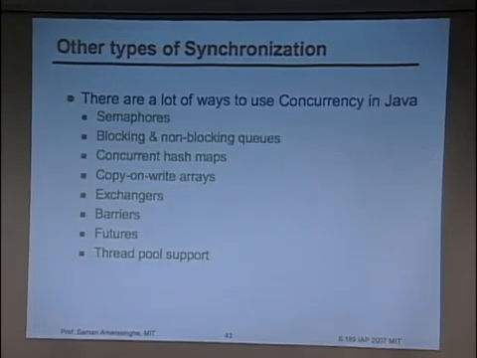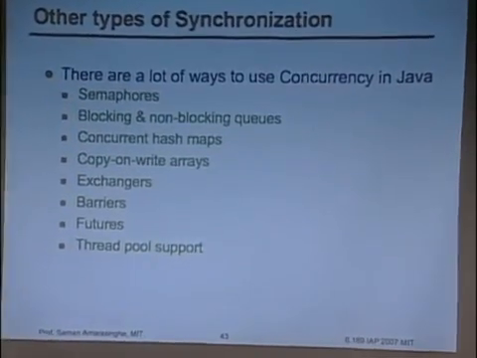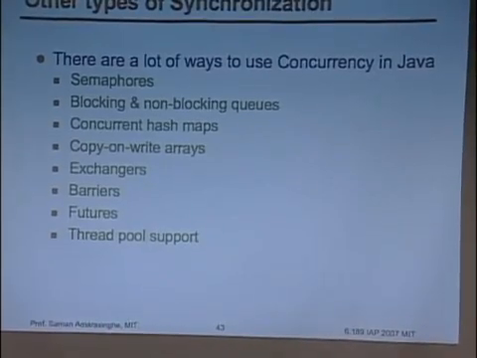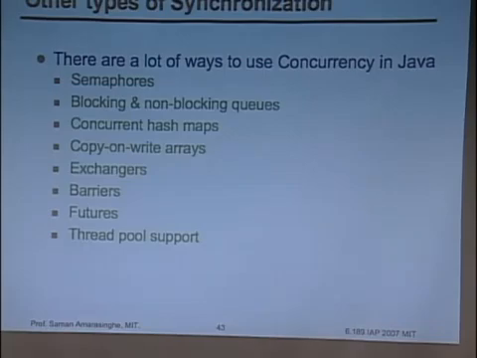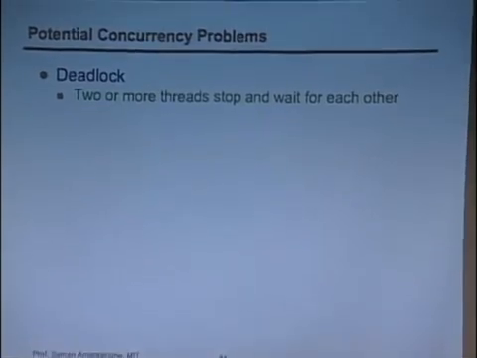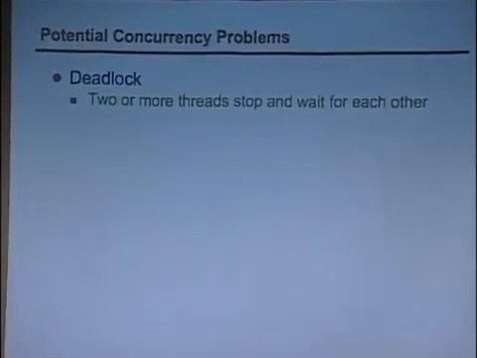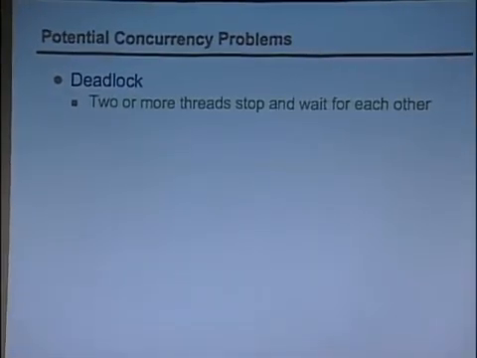So there are a lot of types of synchronization in Java, and tomorrow you will learn a lot more different types of synchronization available in the Cell processor using MPI. But there are a lot of potential problems you're worried about. Deadlock: you have to worry about two or more threads waiting for each other forever.